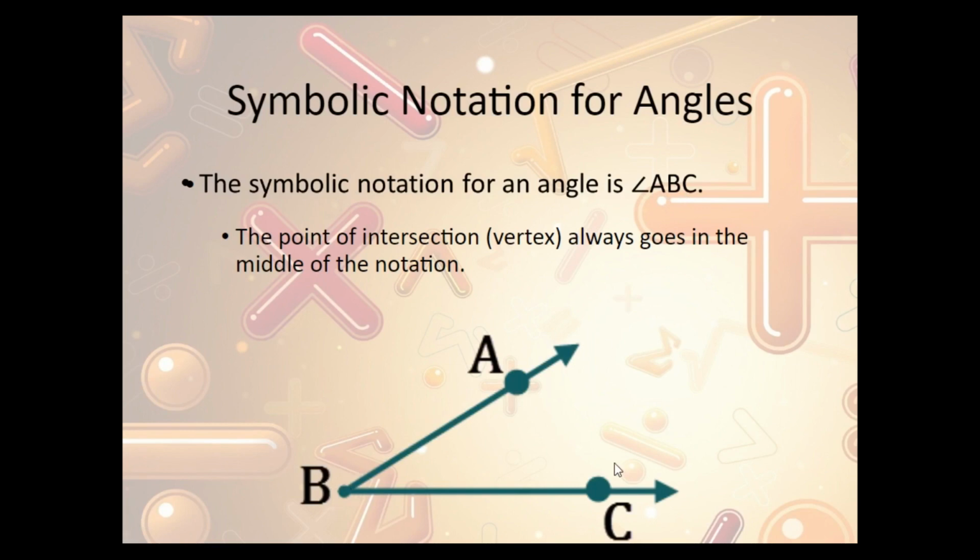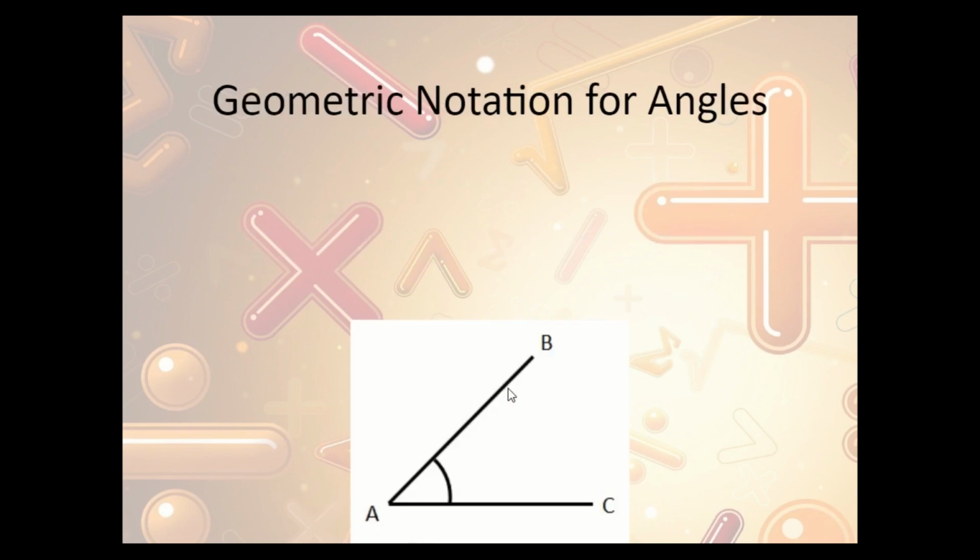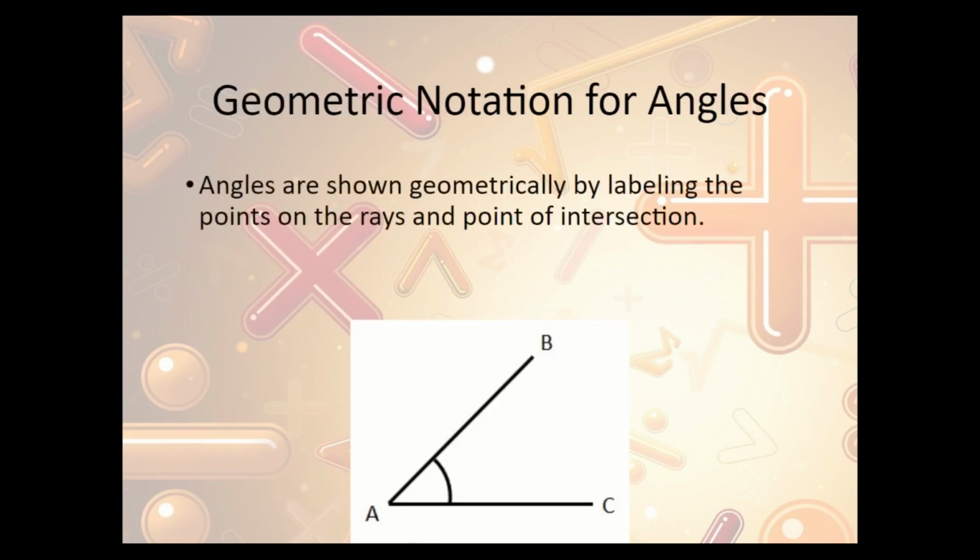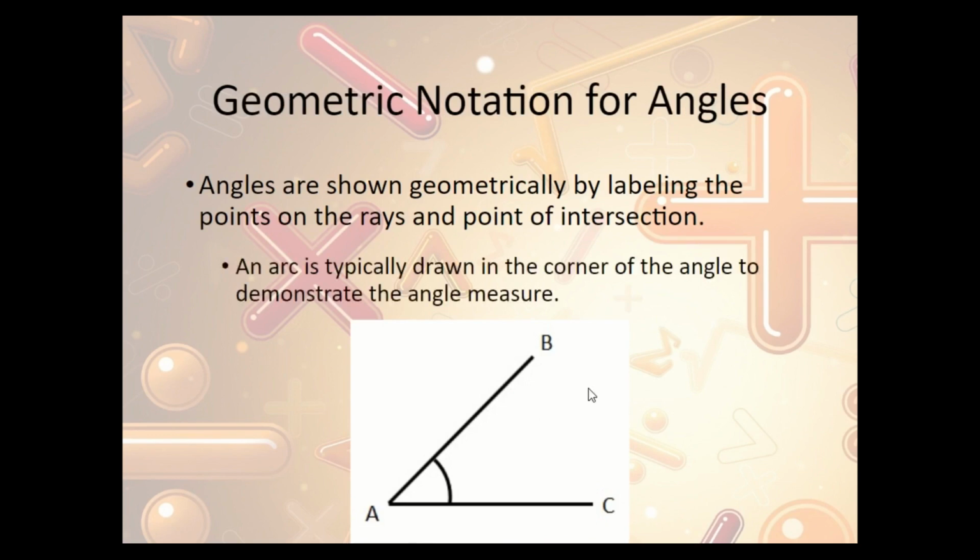Again, B always has to be in the middle. It could also be angle CBA. That would work as well, as long as B is in the middle. Geometric notation for angles. Angles are shown by labeling the points on the rays and the point of intersection. So an arc is typically drawn in the middle to represent the angle measure.